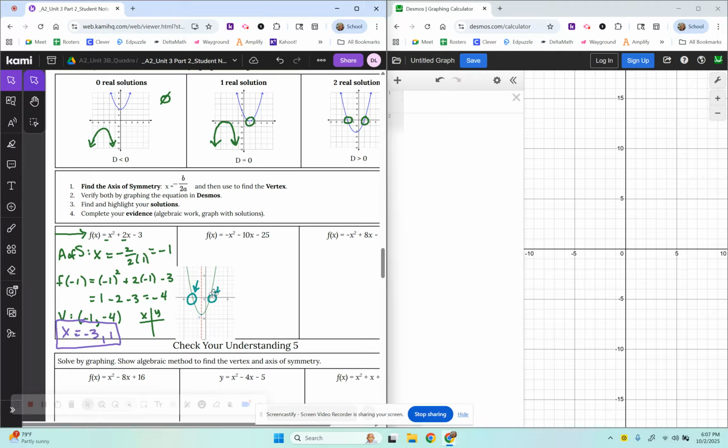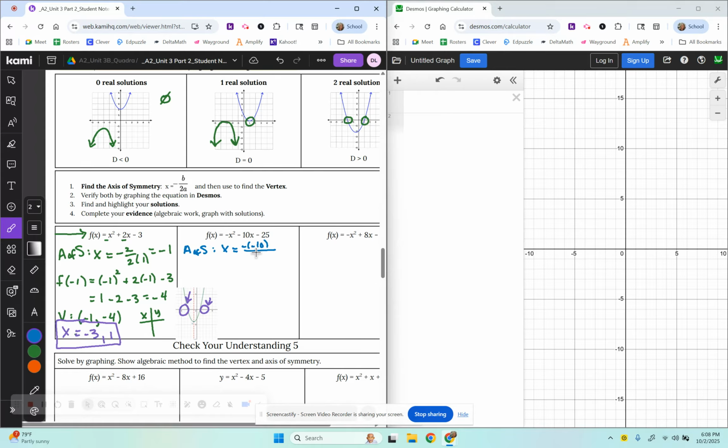Let me give myself some more room here. Next problem. Let's switch to blue. We have -x² minus 10x minus 25. So my axis of symmetry is going to be at x equals -b, -10 over 2 times a, which is a -1. So this is a +10 over a -2, or a -5.